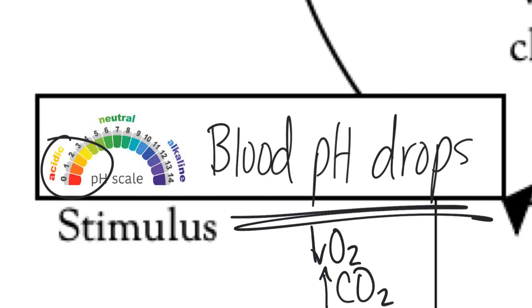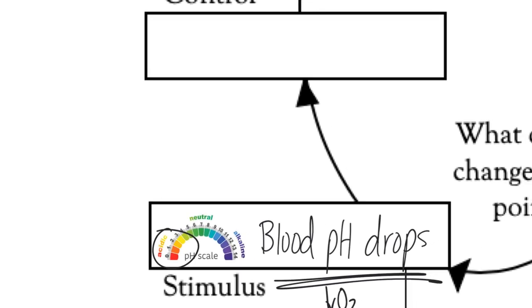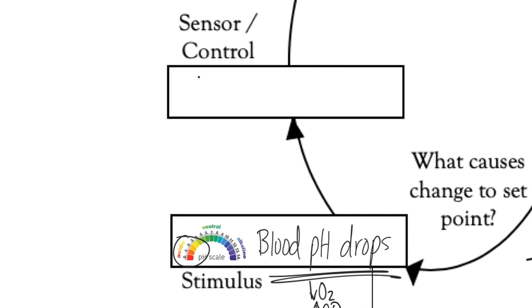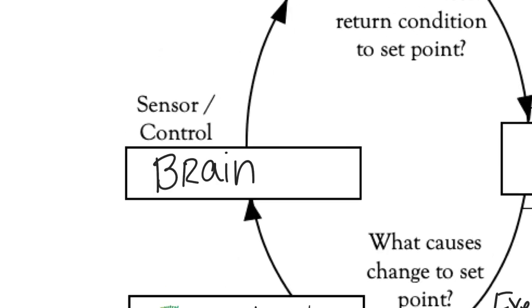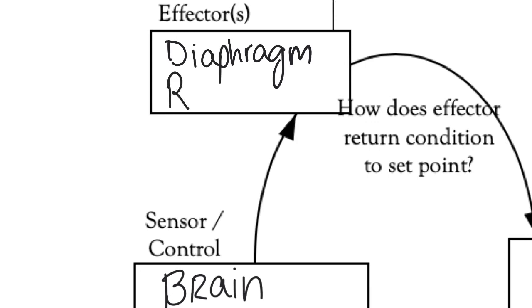Easy, right? Sure. Okay. In this case, just as we've already seen, our sensor and our control is the brain. You don't need to memorize the particular parts of them. Just know that the brain is like, yoinks, this is a problem. And the brain is going to send signals to the diaphragm, which is just under your lungs. And really, it all comes down to the respiratory and the cardiovascular system.